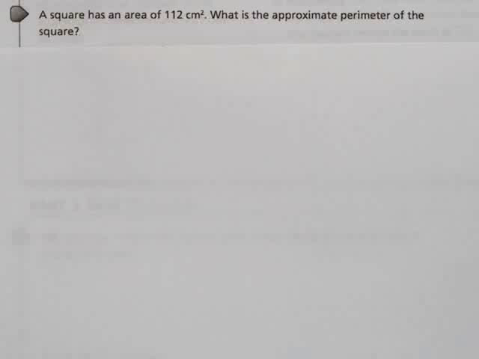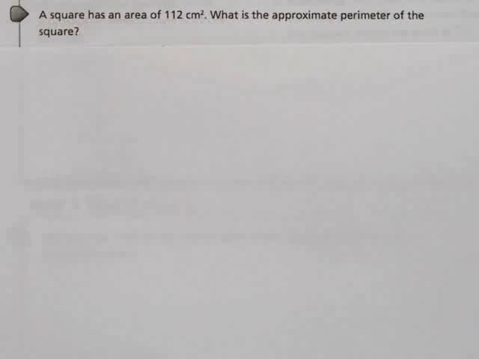All right, here we have a problem that involves using square roots and has an irrational number for an answer. I'll tell you that from the get-go. Let's start by reading the problem. A square has an area of 112 centimeters squared. What is the approximate perimeter of the square?